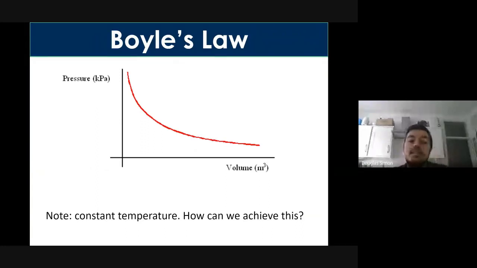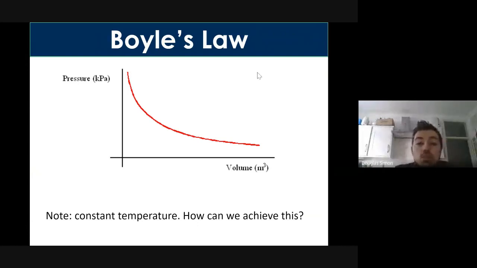So it follows this relationship here. It's a curve, and more specifically, it's inversely proportional. So in simple terms, as volume increases, pressure decreases, but mathematically it's an inverse relationship, or inverse proportional relationship, which we'll look at on the next slide.